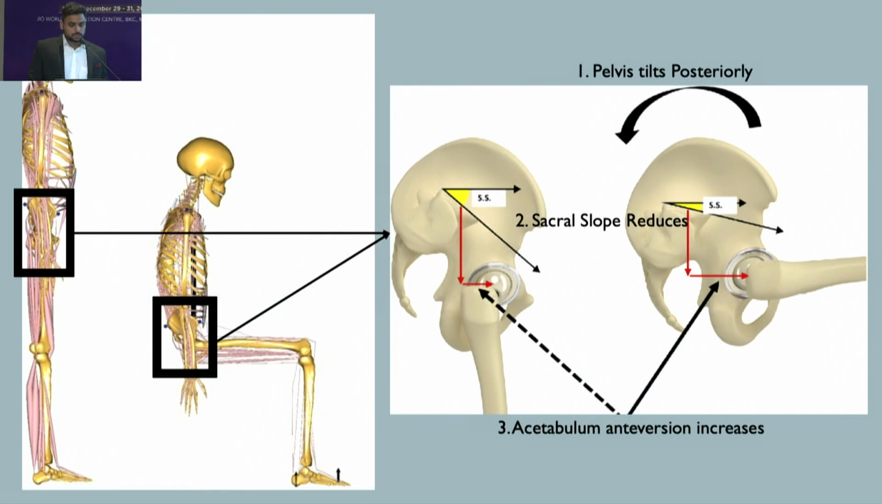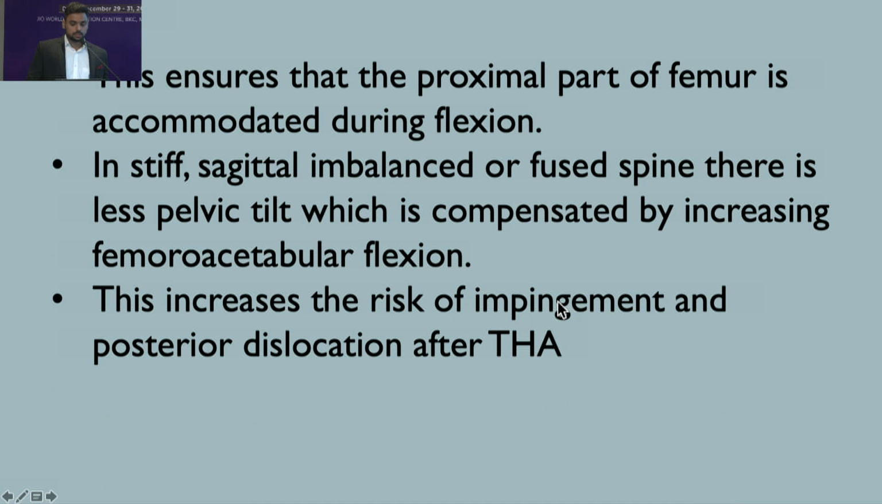It is important to understand spinopelvic mechanism. When the person moves from standing to sitting position, the pelvis tilts posteriorly, which leads to a decrease in sacral slope and hence results in an increase in functional acetabular eversion. This increase in functional acetabular eversion ensures that the proximal part of the femur is accommodated during flexion.